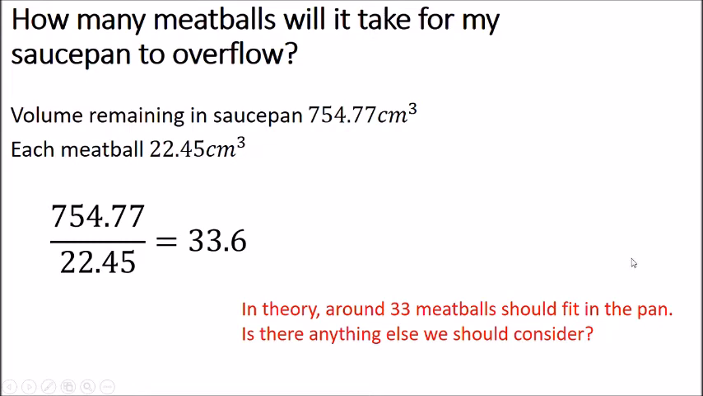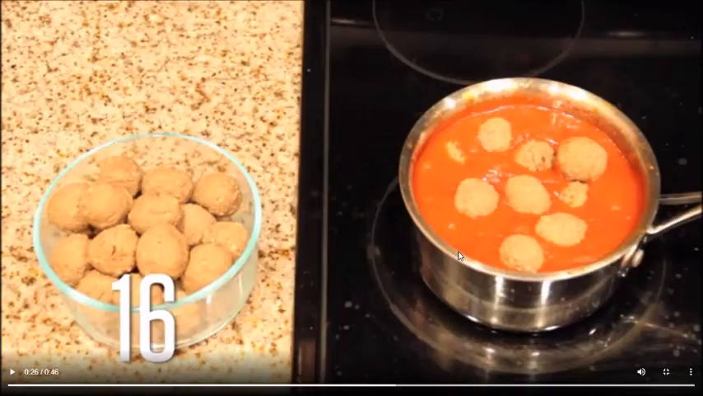Before we watch the video showing us the final answer, I want you to be thinking about, is there anything else we should consider? Have we accounted for every real life practicality that's going to happen in this problem? Right, let's watch the video. So, we calculated 33. Do you think in the video there are going to be exactly 33 meatballs that can successfully go in this pan and then overflowing on 34? Or do you think we've made an overestimate, or do you think we may have made an underestimate? So make a prediction, and now let's see what happens.